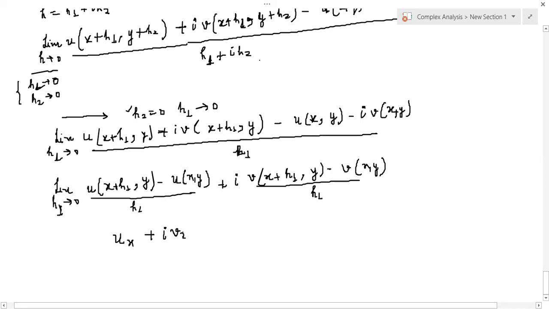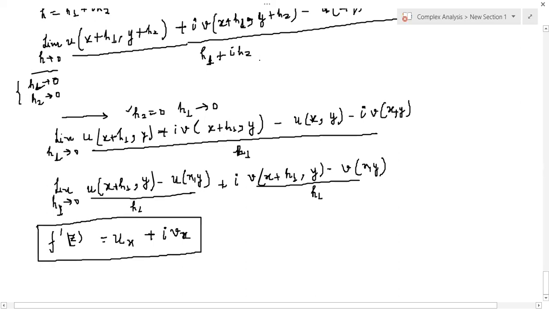So if the function is differentiable, then this limit should exist and it should be equal to the derivative of the function. So if the function is differentiable, then f dash z is equal to ux plus iota vx. This is the first thing that we are getting.